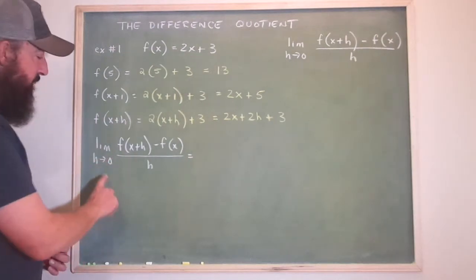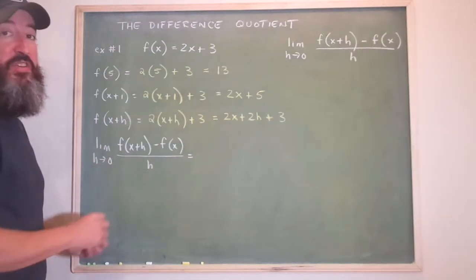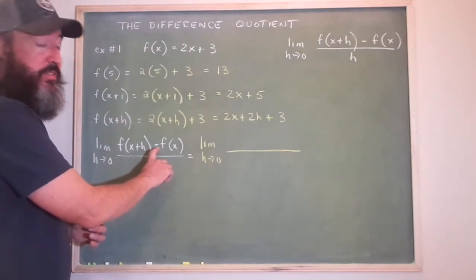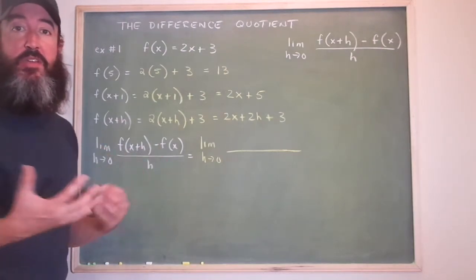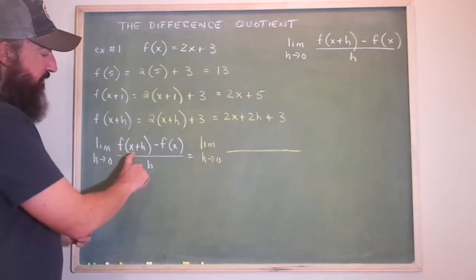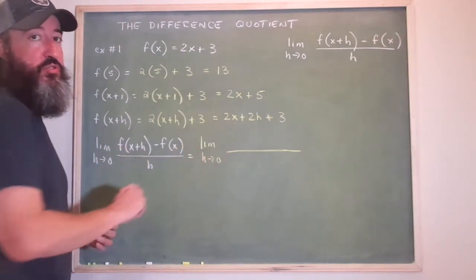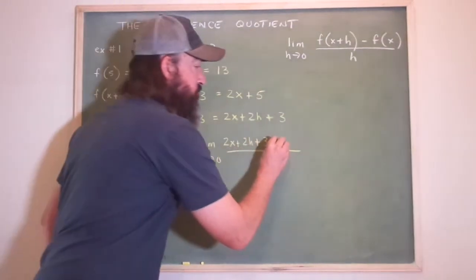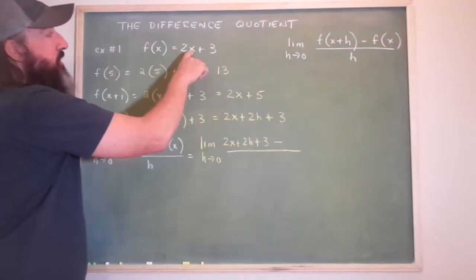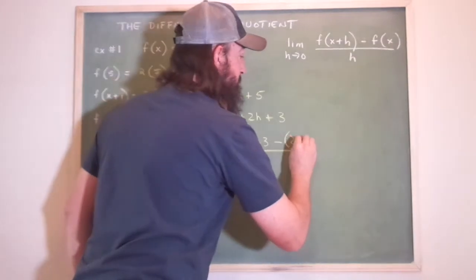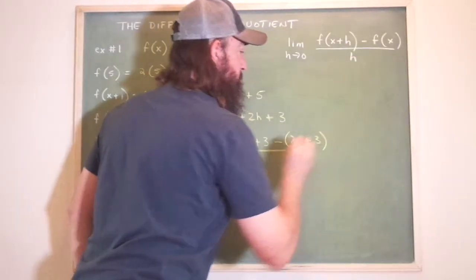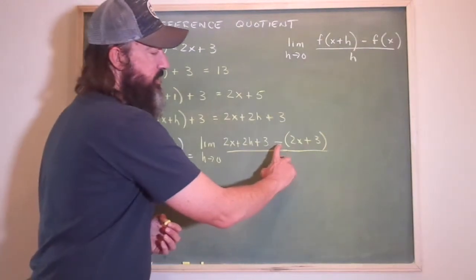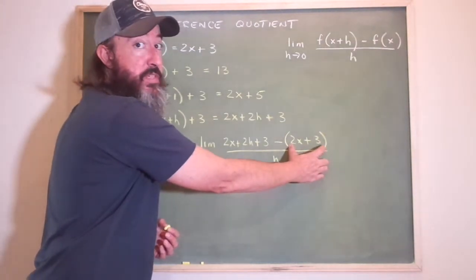So let's see if we can evaluate this limit of what is known as the difference quotient. It's called the difference quotient because the numerator is a difference, and we're dividing, so we're going to get a quotient. We already know that f of x plus h is 2x plus 2h plus 3. I then need to subtract f of x. F of x is 2x plus 3. Let me put that in parentheses. And I'm going to divide by h. I'm going to distribute this negative and get rid of these parentheses.